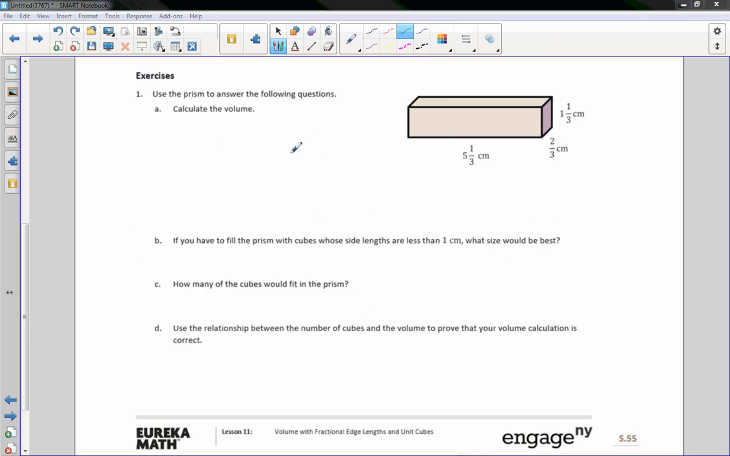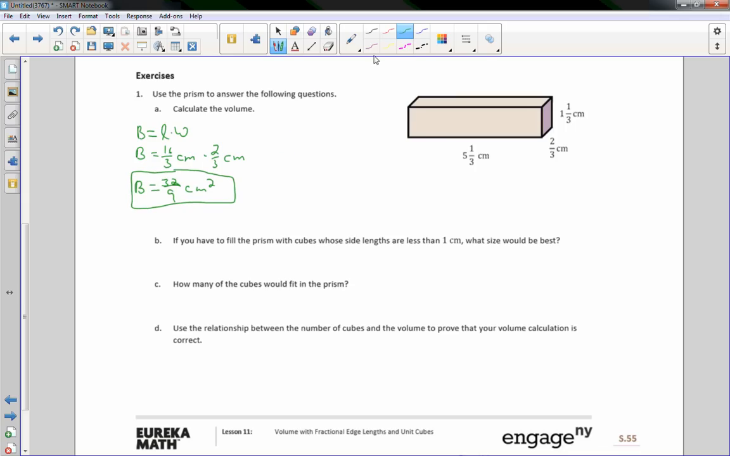Exercise 1. Use the prism to answer the following questions. Calculate the volume. So the first calculation with volume is the base area. The base is a rectangle. The base area is length times width. Substitute in the givens. The length is 5 1/3. I'm going to convert this to improper, 16 over 3 centimeters, times the width, which is 2/3 centimeters. So the base area equals 16 times 2, which is 32. 3 times 3, which is 9. So 32 over 9 centimeters squared is my base area.